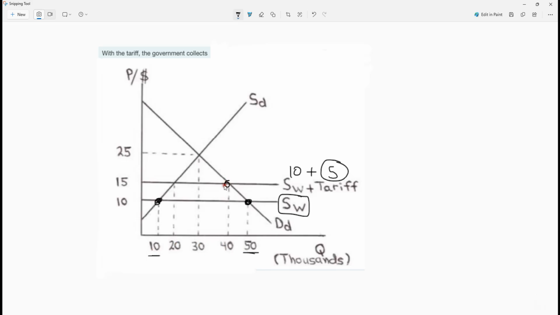Now that the tariff has been imposed, we're at a price of 15, and the people in this country have now only purchased 40, but a few more of those are going to come from domestic supply. So follow this back to domestic supply. Now it's 20, so the imported amount is 20. So we're going to multiply the imported amount times the tariff, and that's going to give us $100.